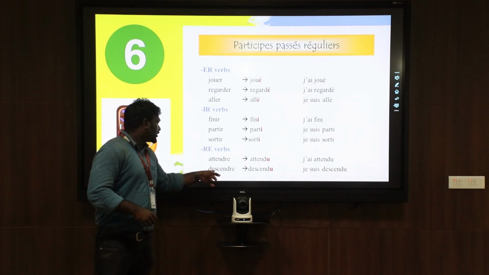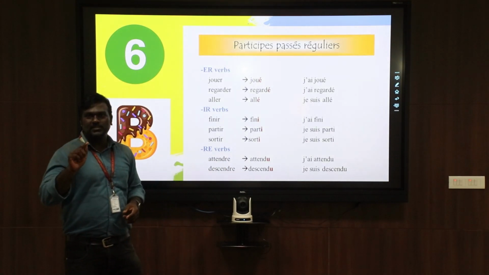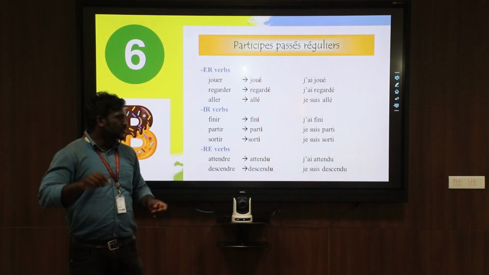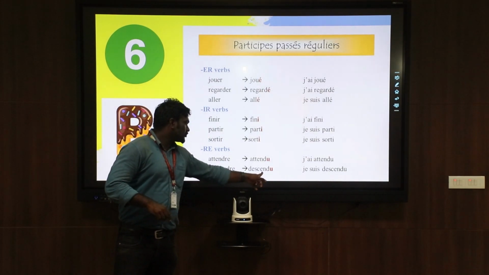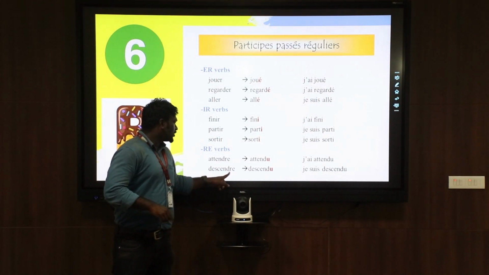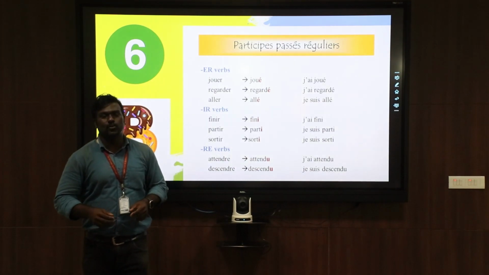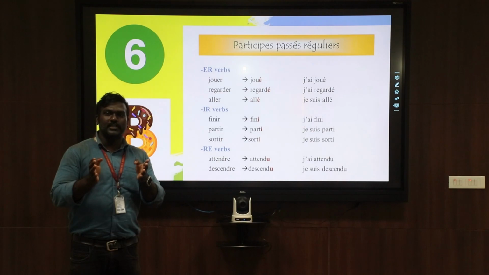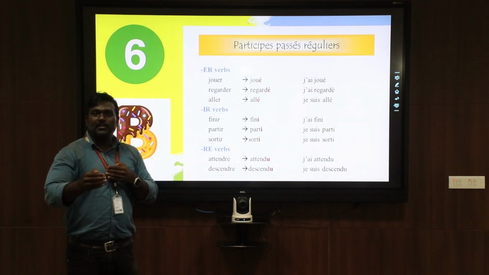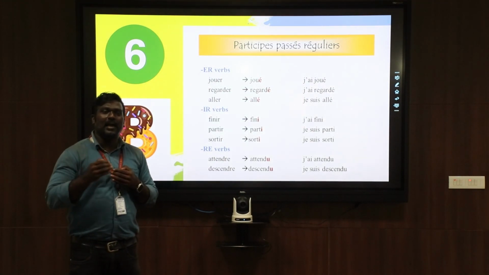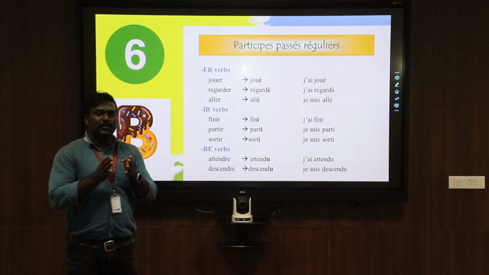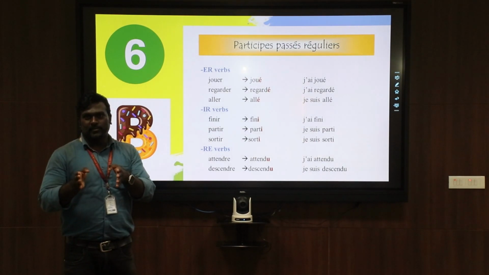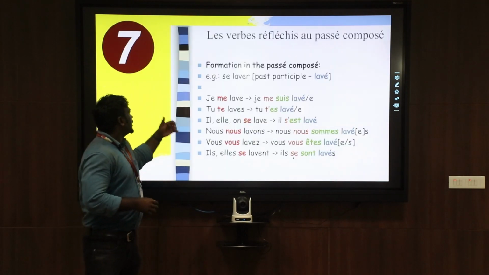J'ai fini, I have finished. Similarly, we have also descendre. If the verb ends with re, you have to put u instead of re. Descendre. So, je suis descendu, I have climbed down. So, we have learned how to say present, how to say I have eaten, I have not eaten, including verb conjugation in passé composé. Next slide.